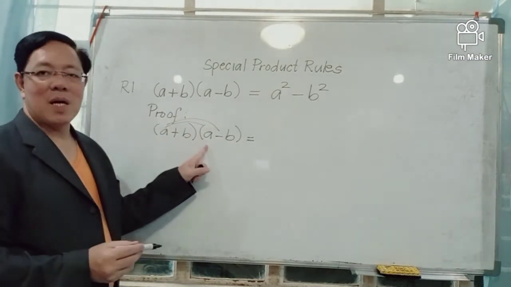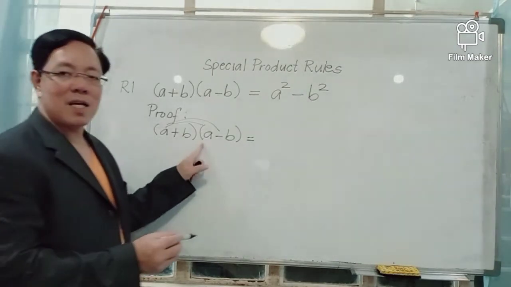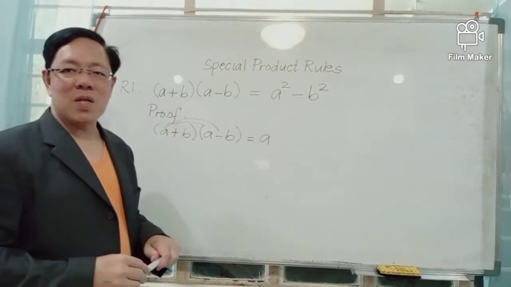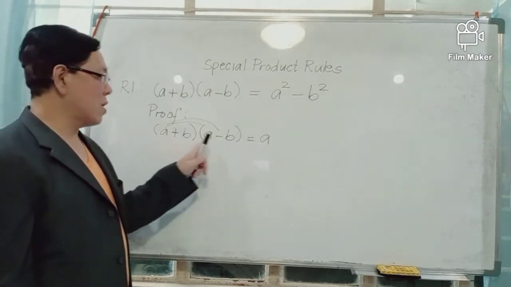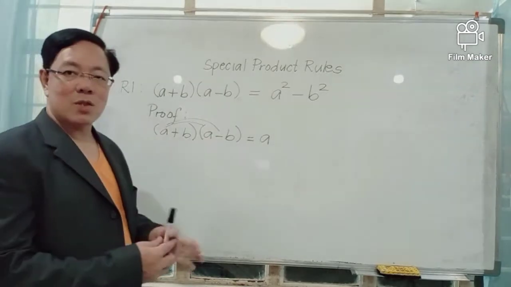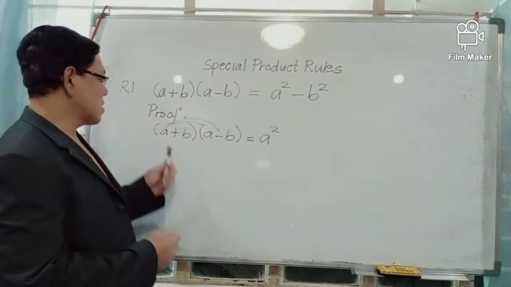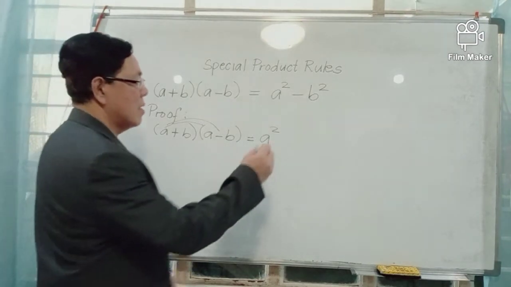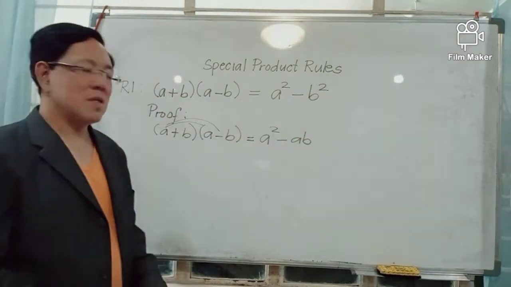A multiplied by A: by property of exponent, the common base is A, and we add the exponents of A. The exponent of A here is 1, the exponent of A here is 1, and 1 plus 1 is 2. Now we multiply A by negative B, we get negative AB, the product AB.